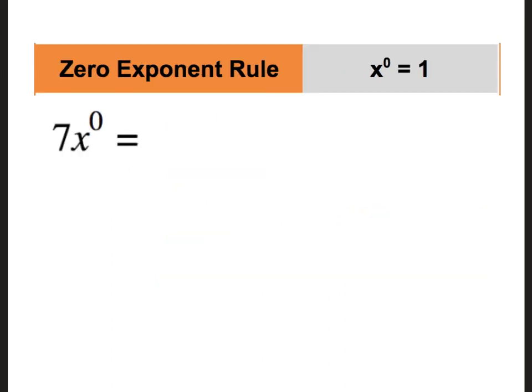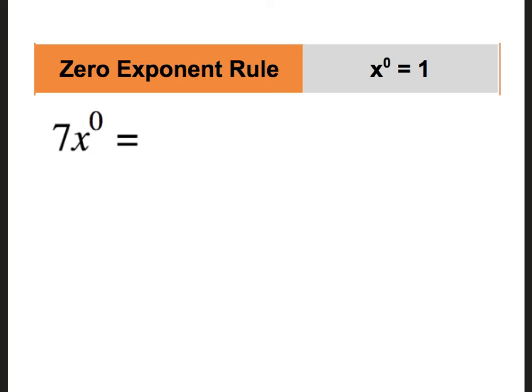All right, for this one, we have a new rule. It's the 0 exponent rule. It's pretty simple. Anytime you have x to the power of 0, that is the same as 1. And x could be 2 to the power of 0, it could be w to the power of 0, anything raised to the power of 0 equals 1.